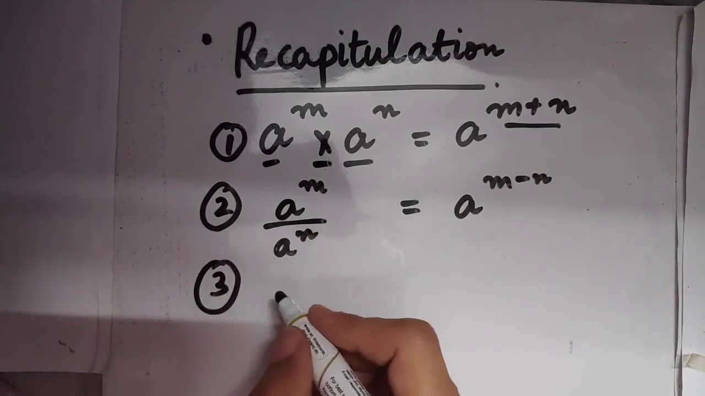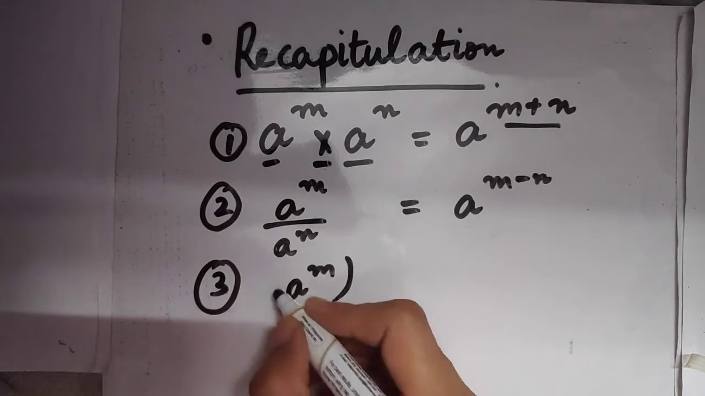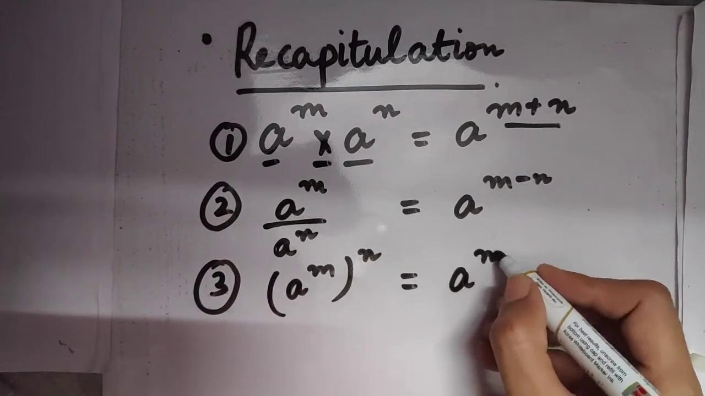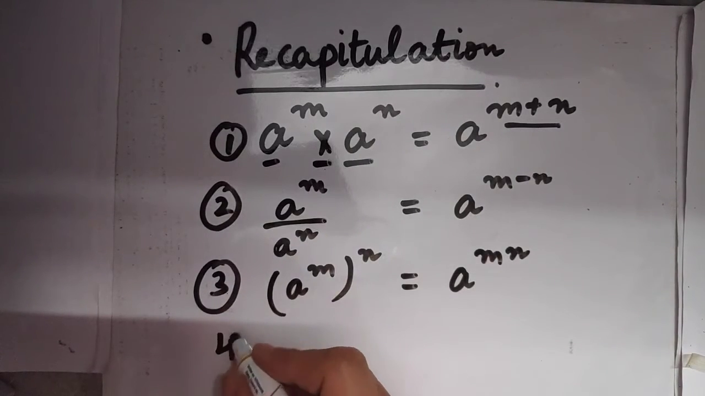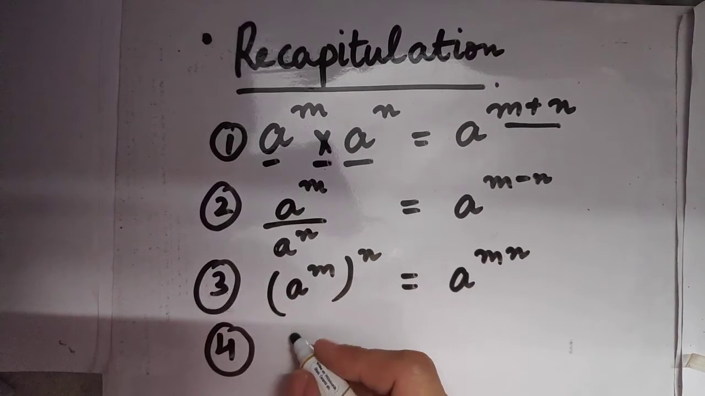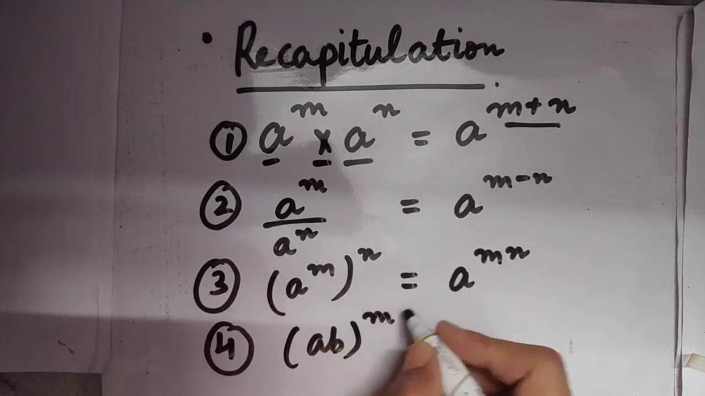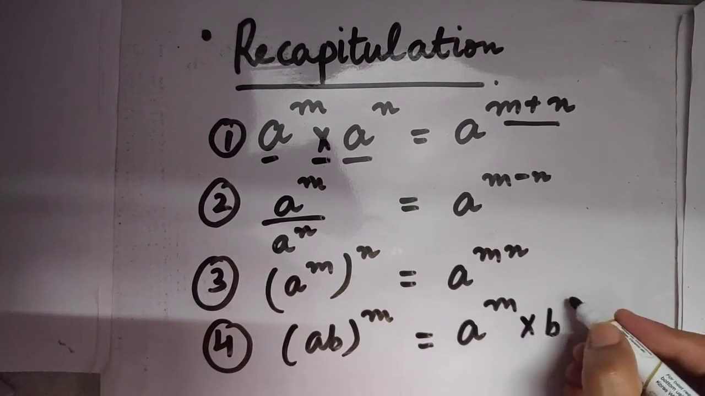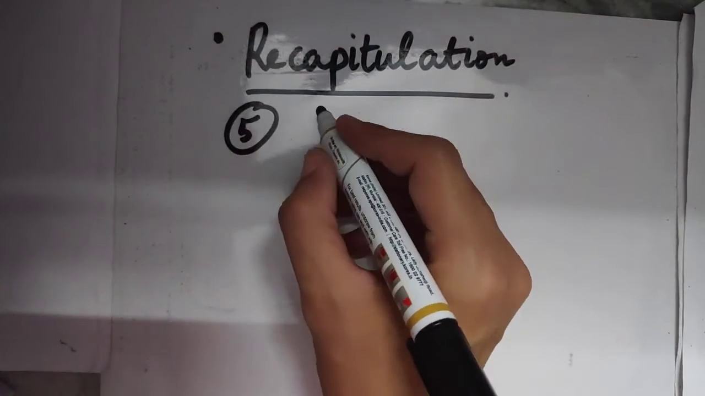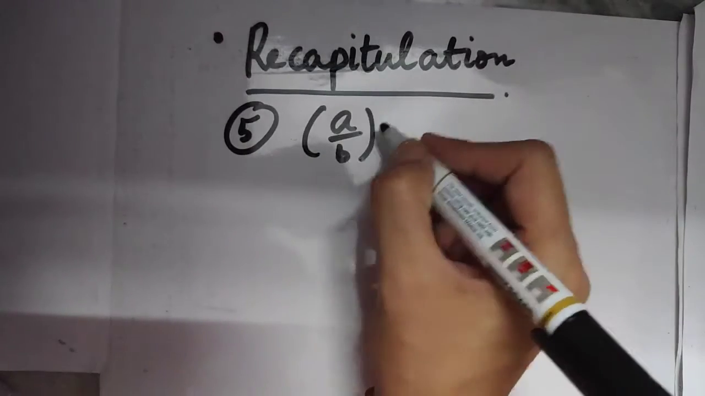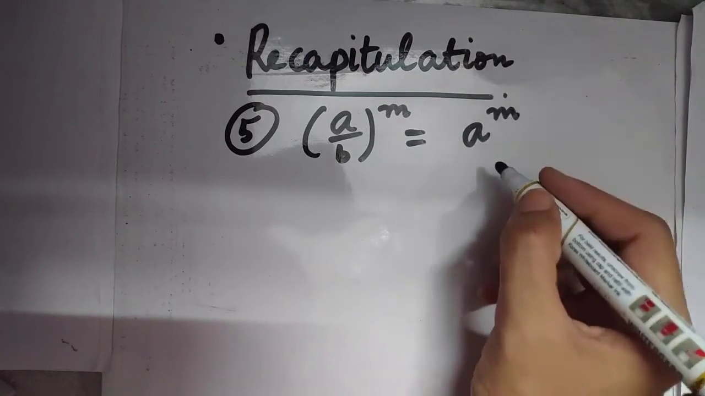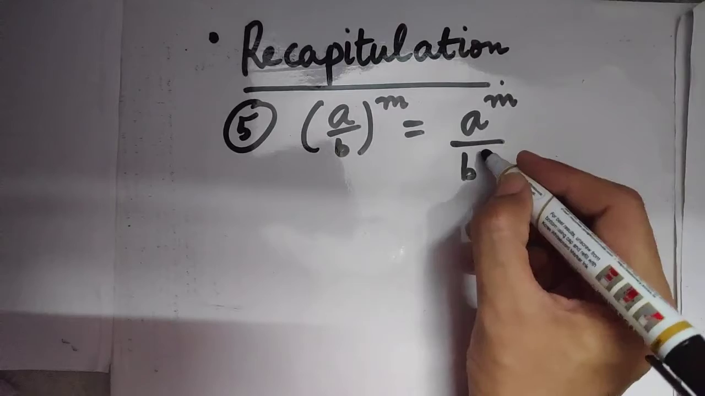Let us talk about third law. This is a raised to the power m, and further its exponent n is also there. So these two will be multiplied and it will be equal to a raised to the power mn. Let us talk about fourth law, that is ab raised to the power m. Here this will be equal to a raised to the power m into b raised to the power m. And fifth law is a by b raised to the power m is equal to a raised to the power m divided by b raised to the power m.